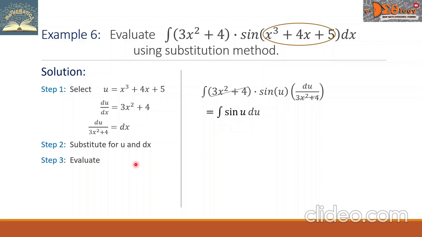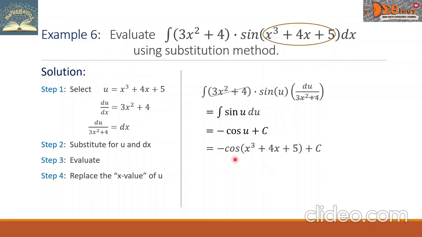Then step 3, let us now evaluate. We have the integral of sine u du as the negative cosine u plus c. Then we replace the x value of u. This is our u value with respect to x. So we have negative cosine of the quantity x cubed plus 4x plus 5. Then plus c.